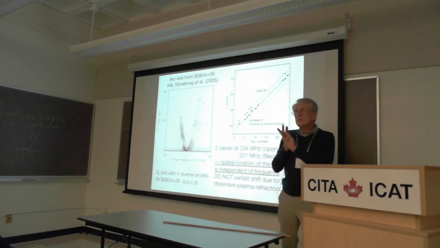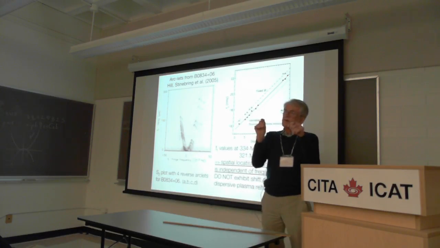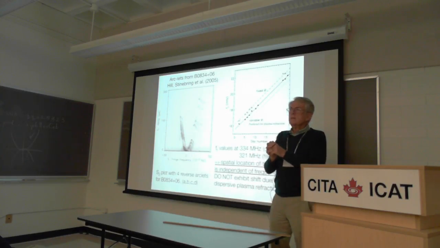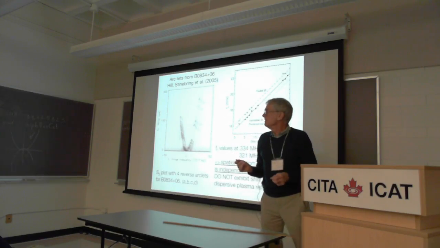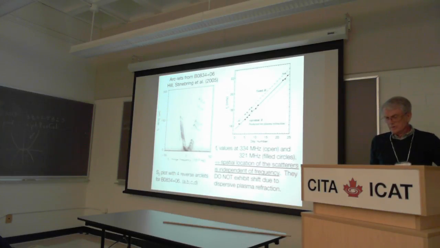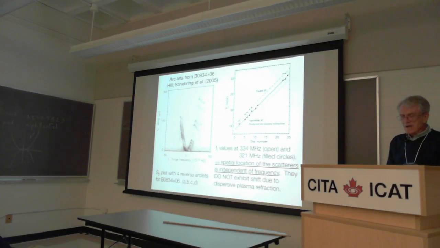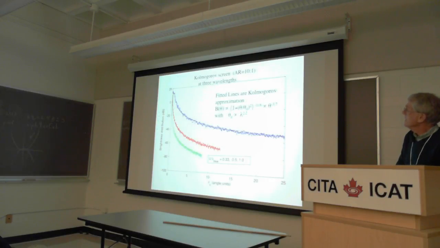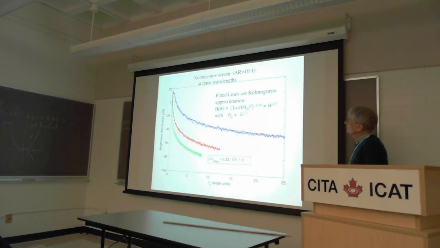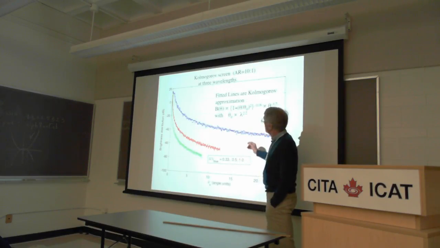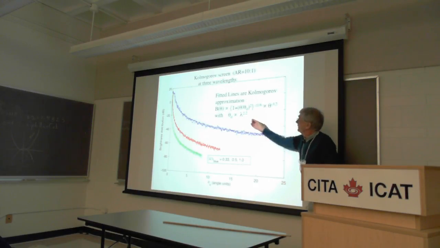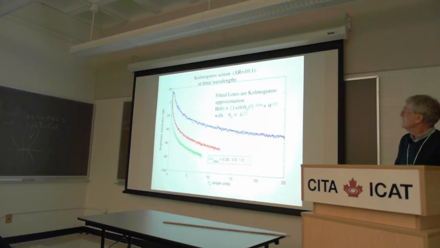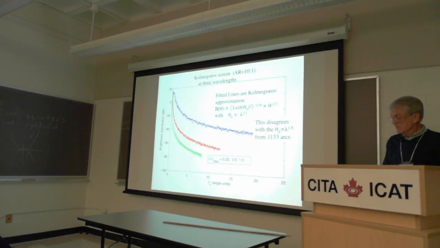So that's the reverse arclets. They're coming from little points out here which are independent of wavelength, but the broad distribution along the line is wavelength dependent. And it's putting those together that I am sort of obsessed with at the moment. And I haven't succeeded, I think, is the answer. Here's the brightness distribution at three wavelengths, if you like, from the Kolmogorov theory. And this is wavelength to the 2.2, and this disagrees with the estimation that I made from the data.